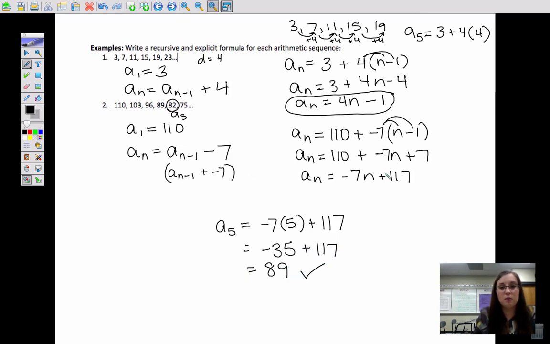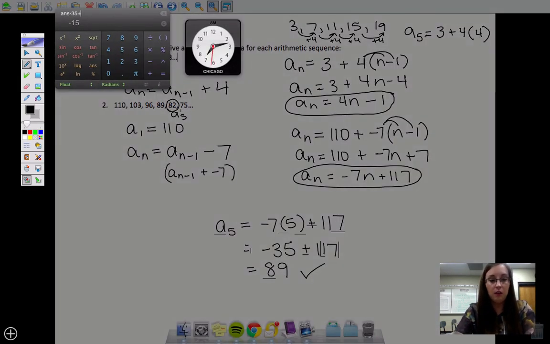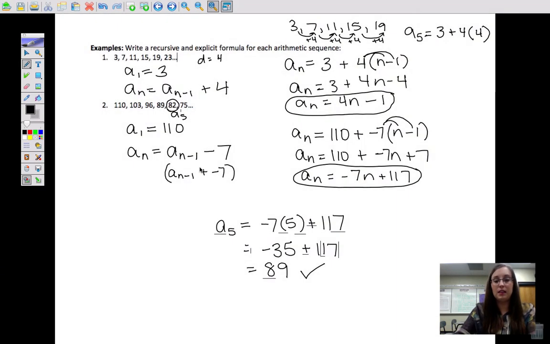So I have checked to make sure my explicit formula worked because it got me my fifth term of 89. I'm sorry. 1, 2, 3, 4, 5. Oh, yeah, 82. I'm sorry. 35. Let me double check here. I did that a little different than I did on my notes before I started. So let's do negative 35 plus 117. Yeah, that's 82, not 89. I'm sorry. In my notes, I had done the fourth term. So the fifth term will get me 82, which tells me that I did it correctly.